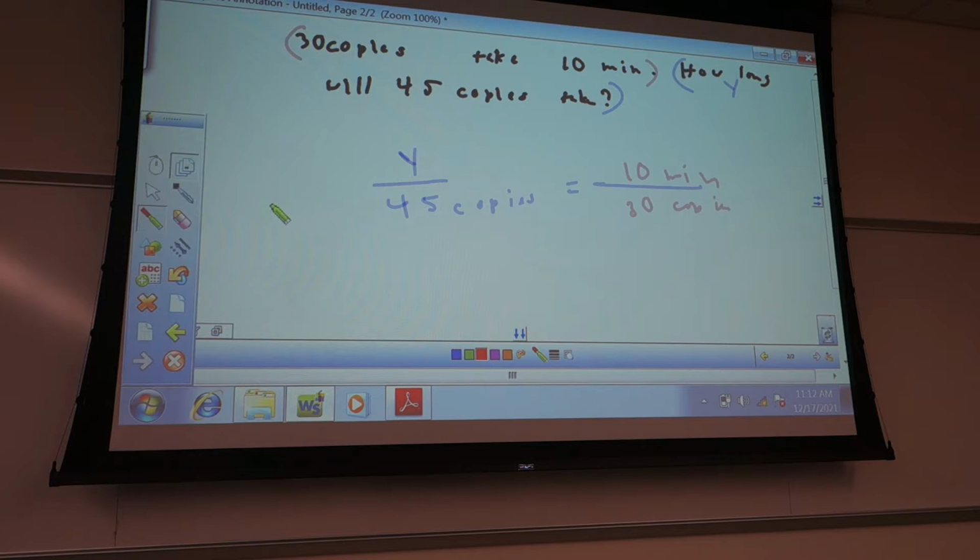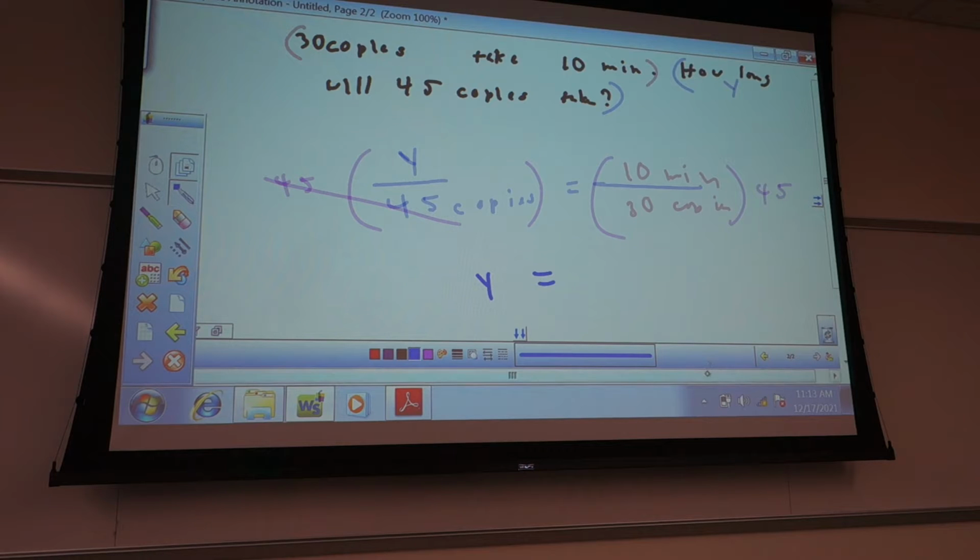And then how do we solve this? We just multiply both sides by 45. Everybody all right with that part? So we want these two to cancel out. In these kind of problems, it doesn't matter what you call it, but call it y. That way you don't get screwed up on all the other problems.